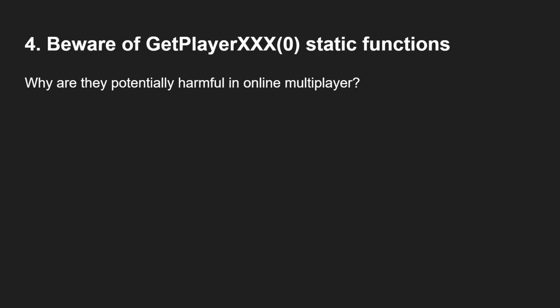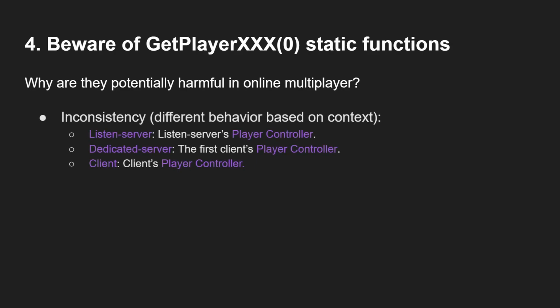So why are they potentially harmful in online multiplayer? They are harmful for the simple reason of consistency. These static functions can behave differently based on the context. For example, in the listen server instance, they will return the listen server player controller. In the dedicated server, they will return the first client's player controller. On the client, they will return the client's player controller. You'll probably already figure out that on the client it makes sense to return the client's player controller, considering the fact that it's the only player controller that exists on the client.